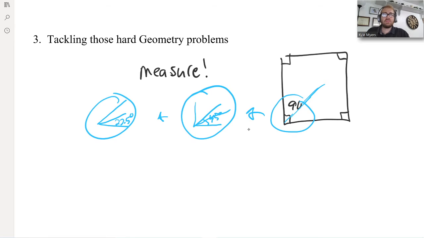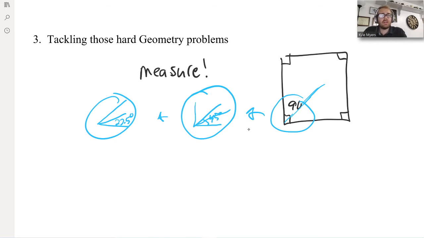So you can measure things and figure out, hey, I can use my scratch paper to figure out if this is a 90-degree angle. Is it close to 90? Is it close to 45? Is it close to 22.5? What is it close to? And that will help you figure out what to do with the problem, especially if they want to know that angle.